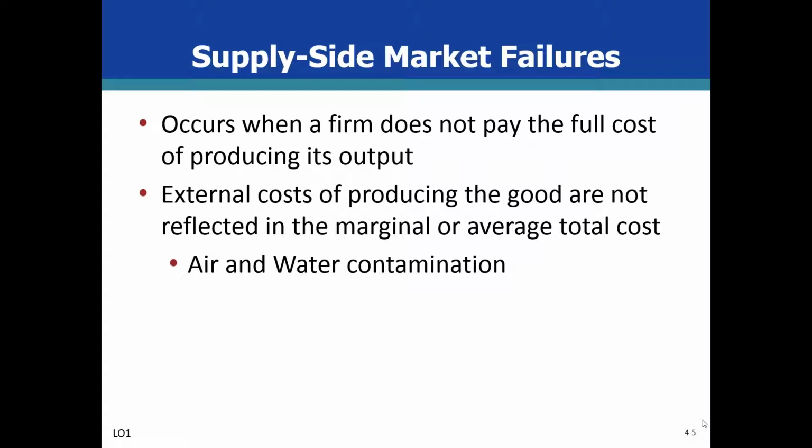On supply side market failures, this occurs when a firm does not pay the full cost of producing its output. The external costs of producing the good are not reflected in the marginal or average total cost. You want to think of air and water contamination that may not be reflected in the average total cost of what a firm is doing. Economists would call this a supply side failure because they're receiving a benefit that is not included in their cost.